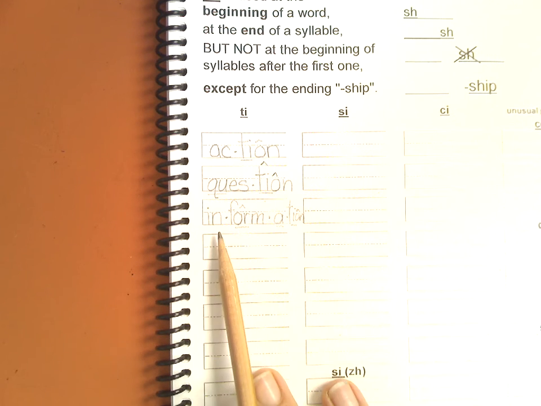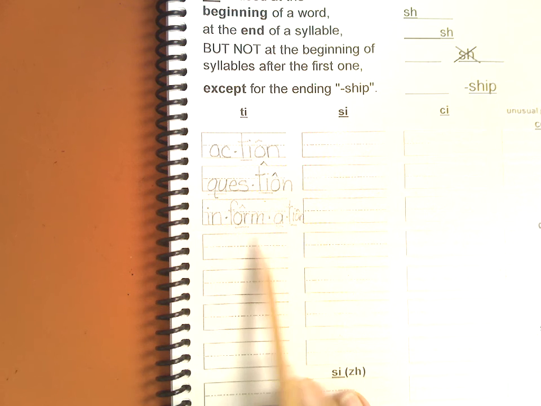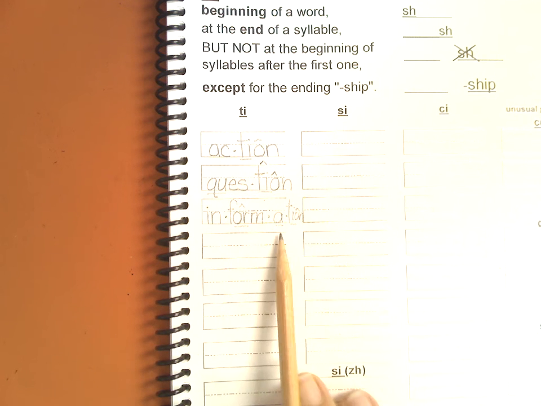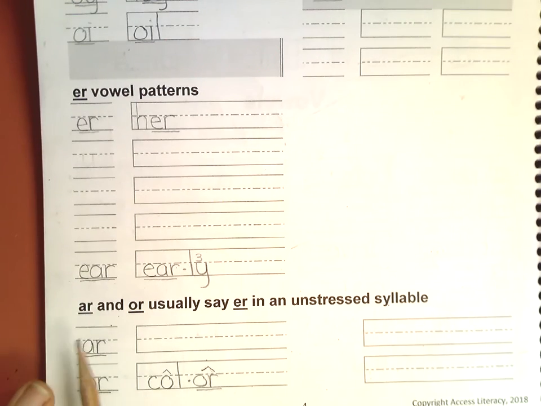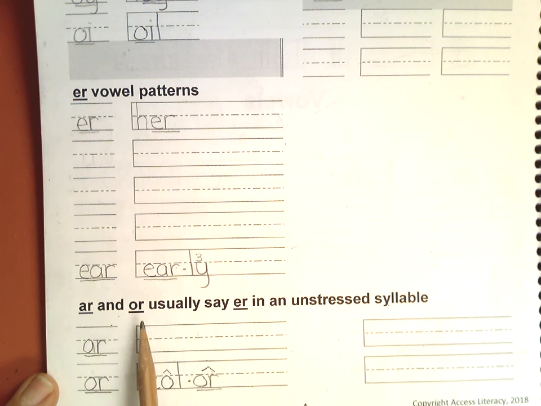All right, so how do we say it to spell it? Good, we say information. How do we say it when we're talking? Good, information. All right, and the reason that our or is saying are there is, let's go to page 4. We won't have to squish it so much here. Remember, we've been talking about this week. Are and or usually say in an unstressed syllable.